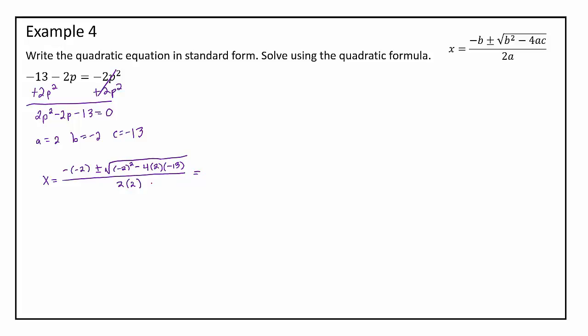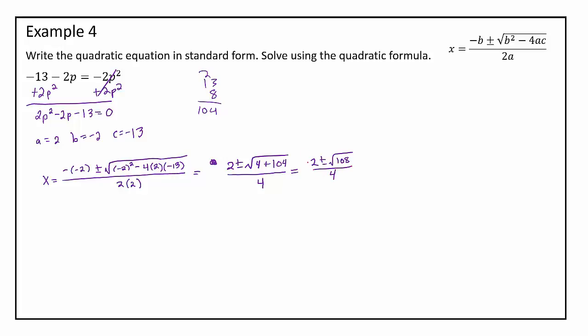So everything's in my formula. I need to do negative negative 2, which is positive 2. I need to do 4, plus 8 times 13, which is 104. 2 times 2, which is 4. So we get 2 plus or minus the square root of 108 over 4.